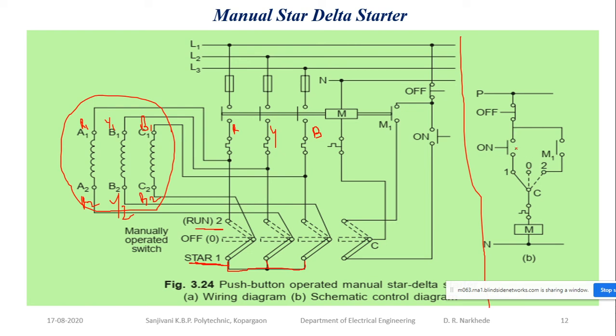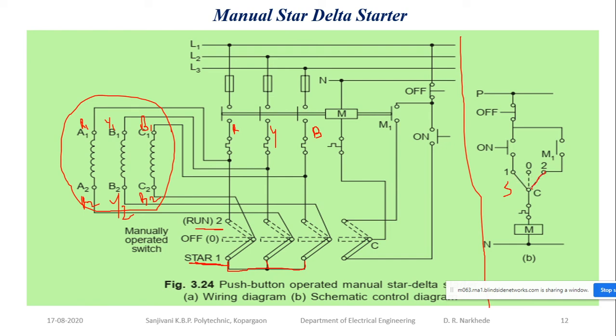Now this system requires a very skilled worker. Why? Because he has to do two things at one time. He needs to press the start push button, and at the same time he has to make the transition of the switch from 0 to 1, so that my system is connected in star. Then he has to observe whether the machine has achieved the rated speed, 80% of the rated speed. And once he notices that the machine has achieved 80% of the rated speed, he has to toggle it from 1 to 2.